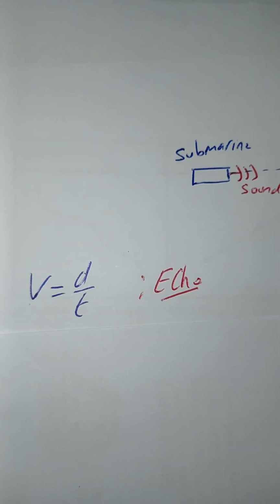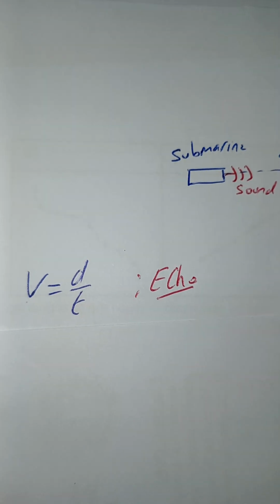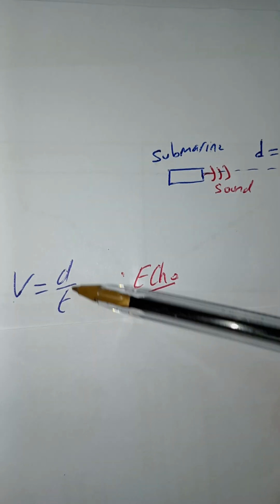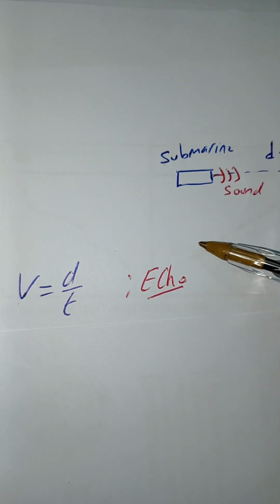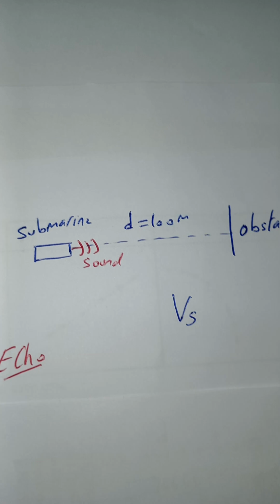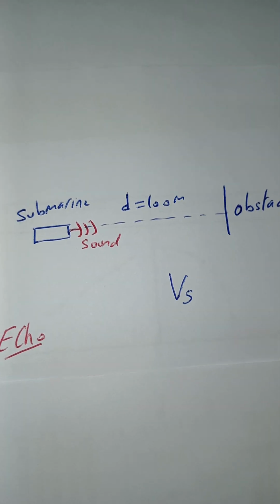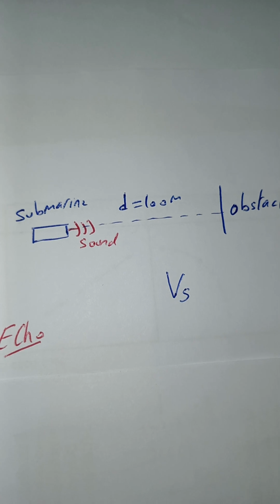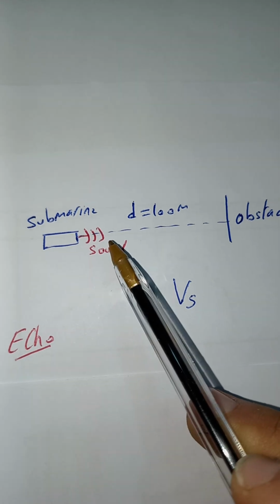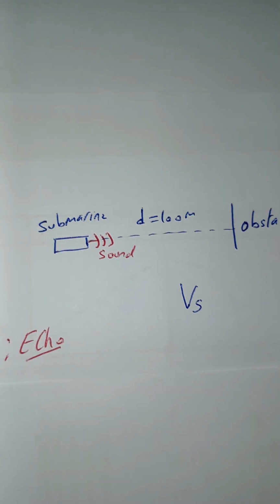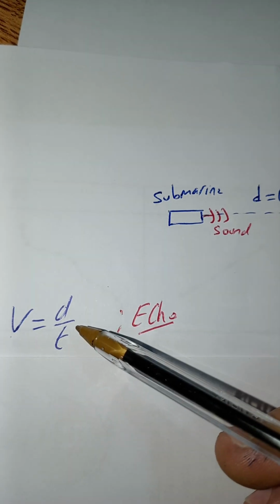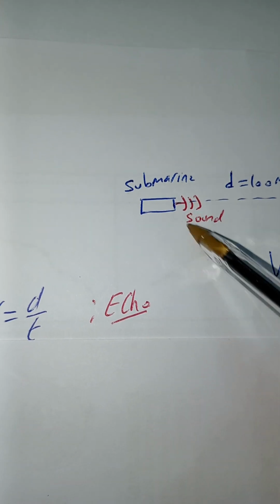The first concept is that the speed of everything that moves with constant speed is V equals the covered distance over the duration. And the second concept is the echo of the sound. And here we can say that there are two things that move: the submarine and the emitted sound that propagates in water. So we will use this rule V equals d over t applied on the submarine and on the sound.